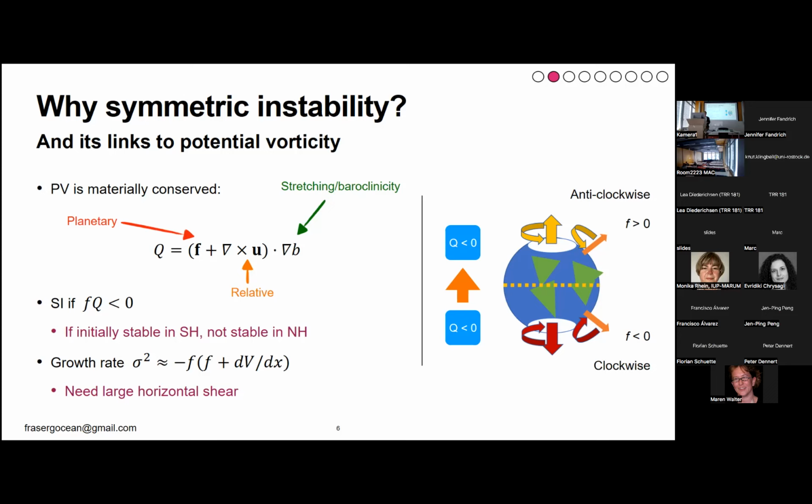And the reason we're focusing on western boundary currents in particular is that the growth rate of symmetric instability is approximately given by the square root of this equation here. So it's the planetary vorticity multiplied by the absolute vorticity. Close to the equator, planetary vorticity is very small. That means that for this growth rate to be large, we need this dV/dx, this horizontal shear term, to be large. And western boundary currents are one such place where we expect that the growth rate will be large enough that we see the instability.